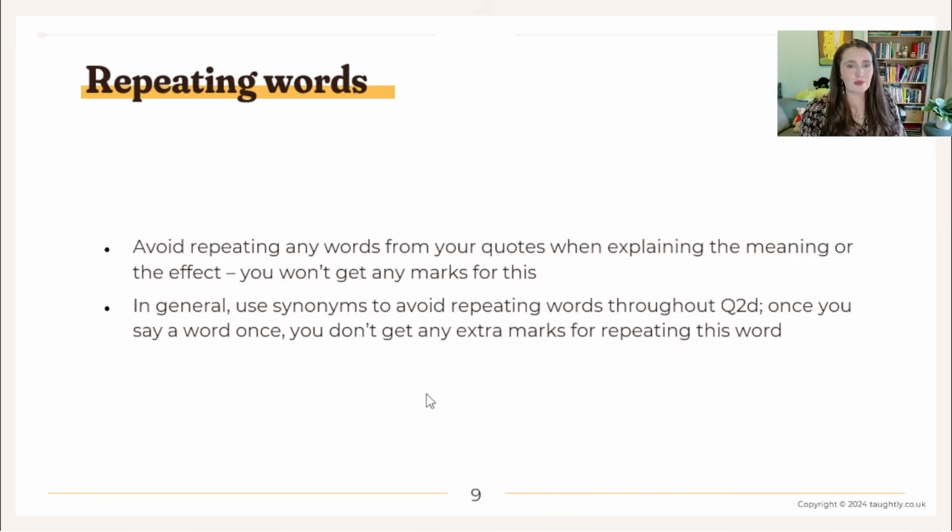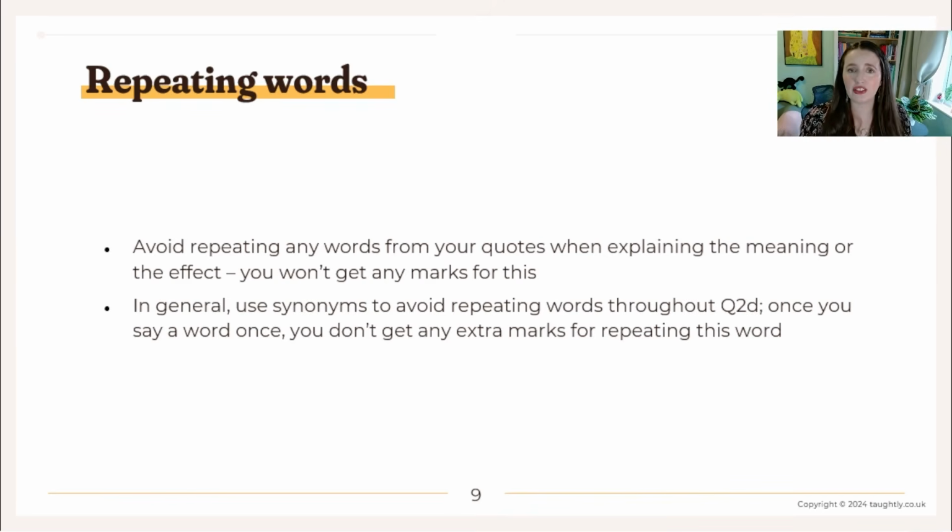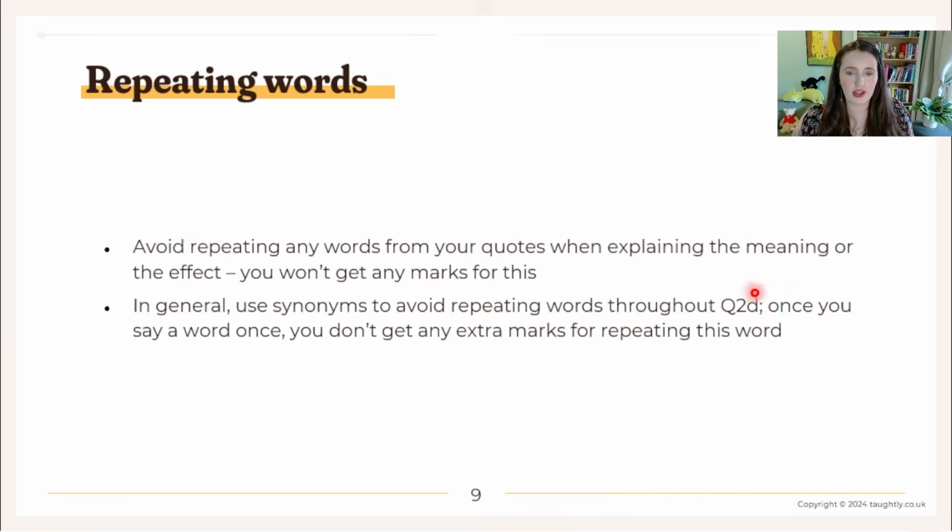Now, do also avoid repeating any words from your quotations when you are explaining the meaning or the effect. You don't get any marks for that. Unbelievably, if you say shining means that it's shining, which has the effect that it's shining, you're not showing that you understand the explicit or implicit meaning, which is ultimately what the examiner is looking out for. They're trying to figure out how much you understand. So in general, use synonyms to avoid repeating words throughout question 2D. Once you say a word once, once you say an effect once, you don't get any extra marks for repeating that same word or repeating that same effect. So we always want to avoid that repetition.